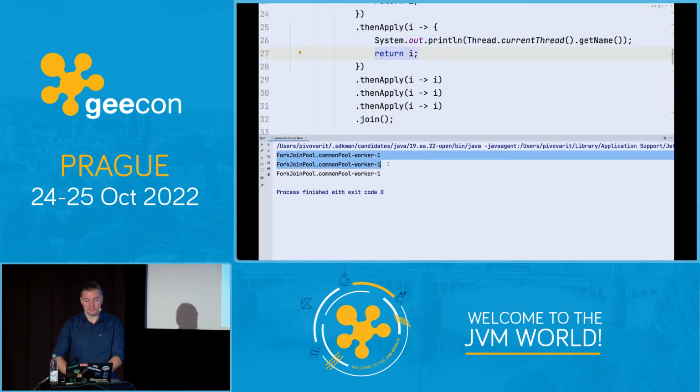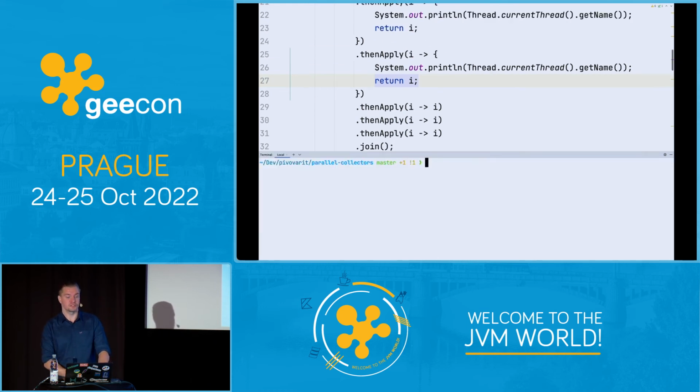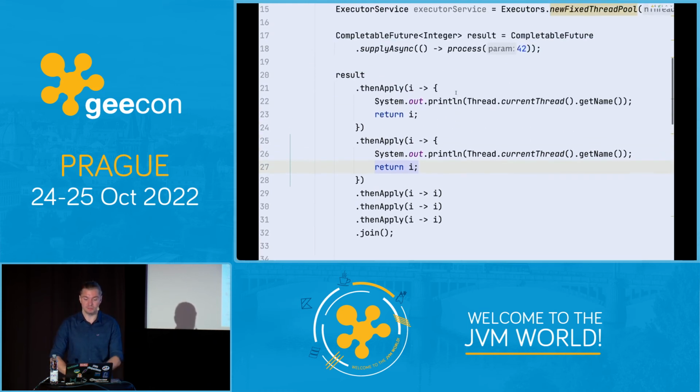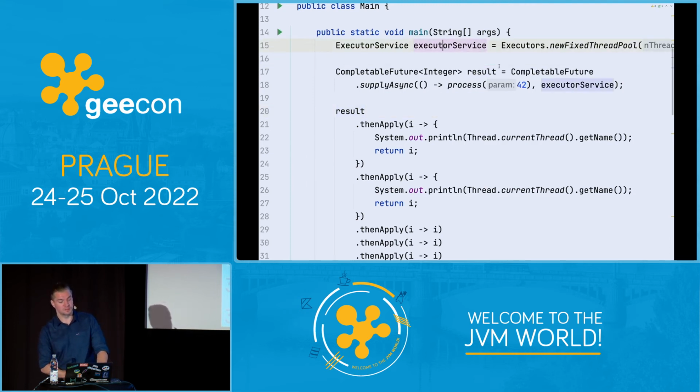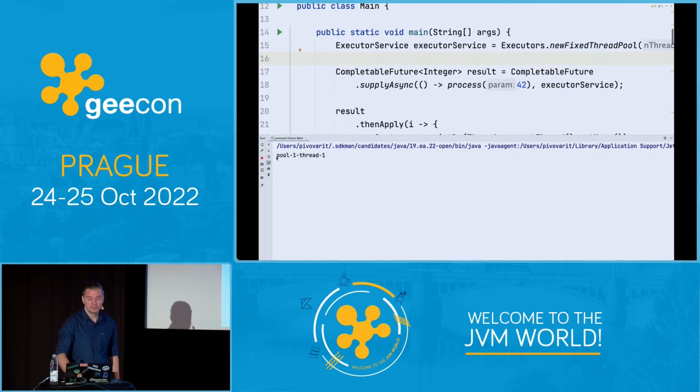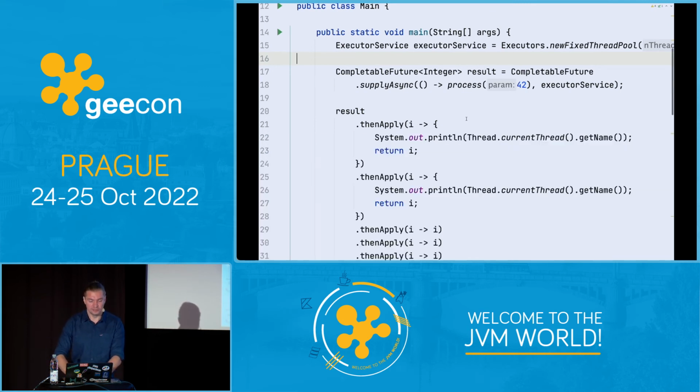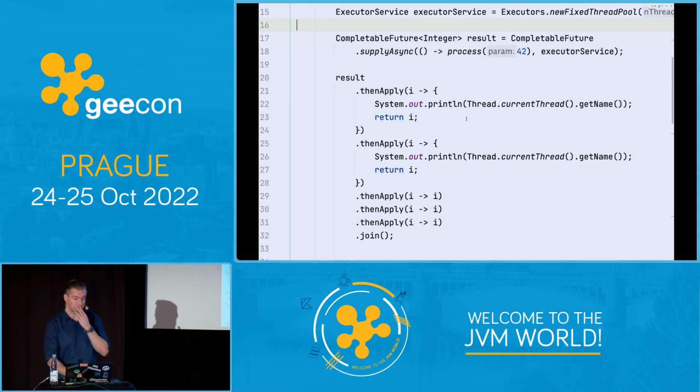As you can imagine, that's the same thread that executed the original operation, which is, well, expected. However, let's make a small adjustment here because we don't want it to run on the common pool. For example, we want to always provide our own executor service instance. So now we have a guarantee that it will run on the pool of our choice. And as you can see, there's the same thread doing the work. Well, it makes sense, right?